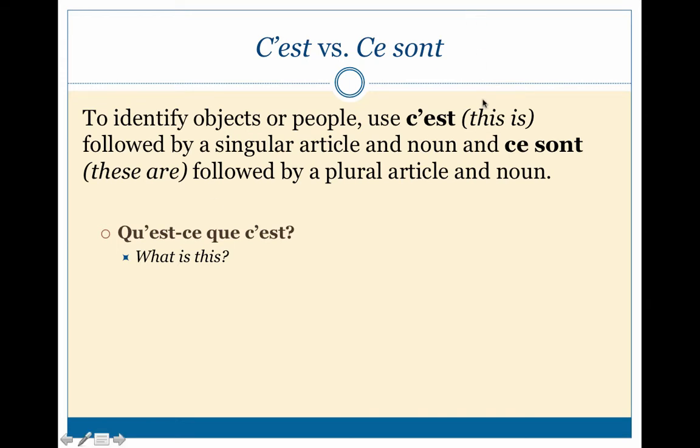And just like in English, we wouldn't say this is houses, right? This is only for singular nouns, right? Ce sont is what we would use for plural nouns. So meaning these are. So I'd like for you to repeat that again with me. Ce sont. C'est, ce sont.